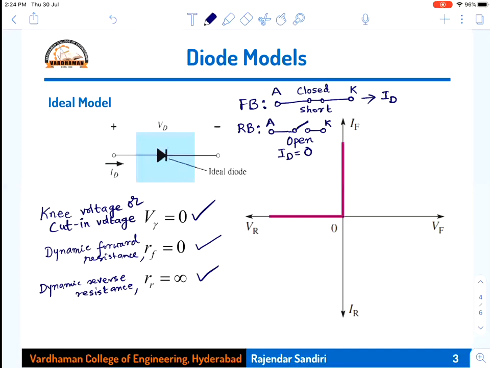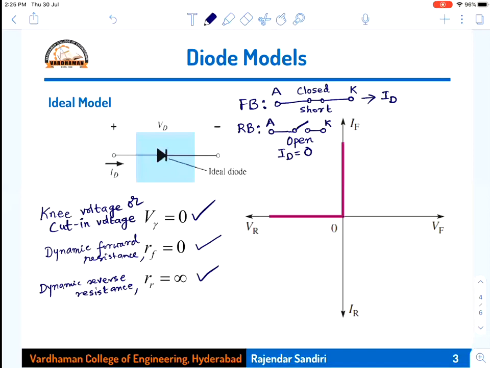When I am representing the ideal model of the diode, the ideal model of the diode is an ideal switch. Ideal switch is nothing but forward bias is short circuit, reverse bias is open circuit. In that case, the different properties are V gamma is equal to 0, RF is equal to 0, RR is equal to infinity. That means reverse resistance is infinity, forward resistance is 0, and cut-in voltage is 0. These three are the properties.